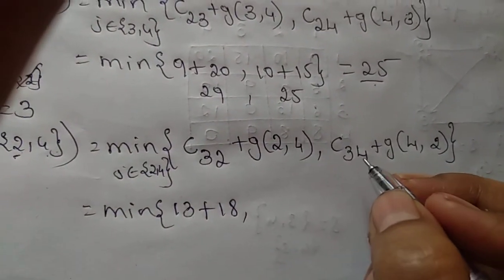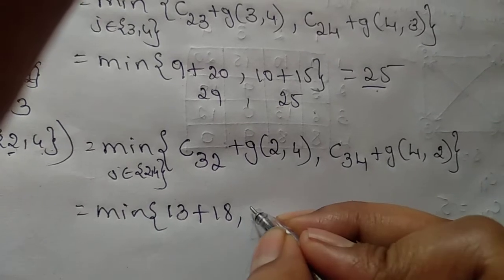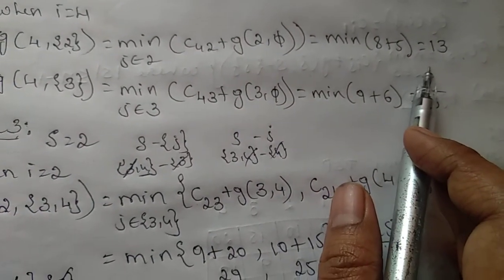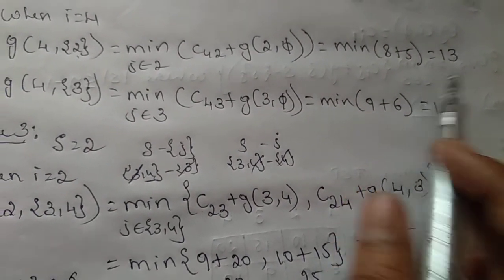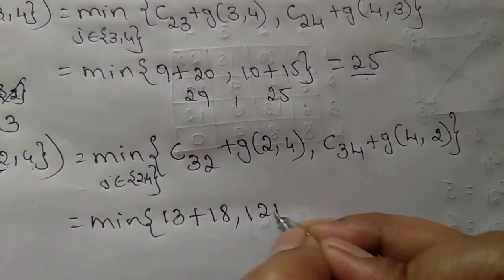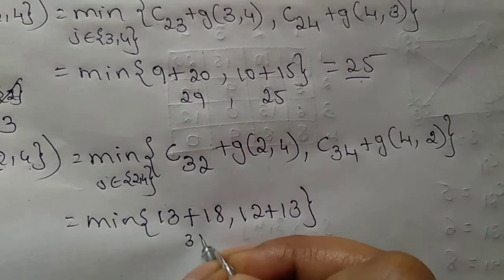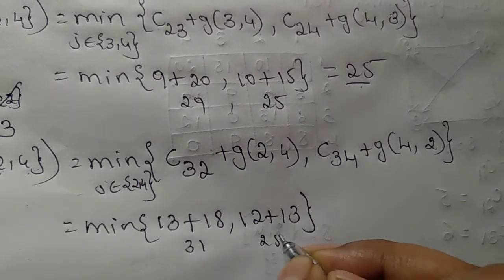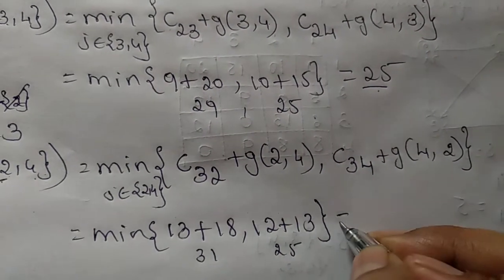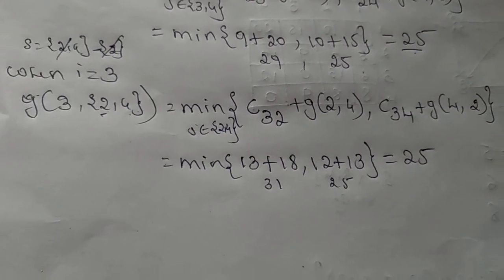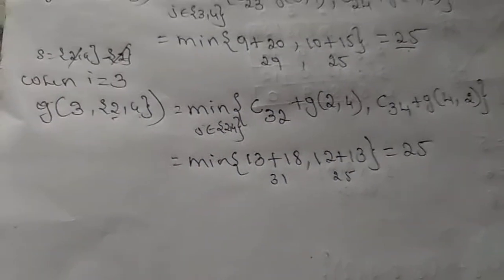Then C of 3, 4 also we have checked, it is 12, and G of 4, 2. 4, 2 is 13. So I'll take this value plus 13. Here you will get 31. Here you will get 25. So which is minimum? 25 is minimum. I'll take minimum 25 for G of 3, 2, 4.